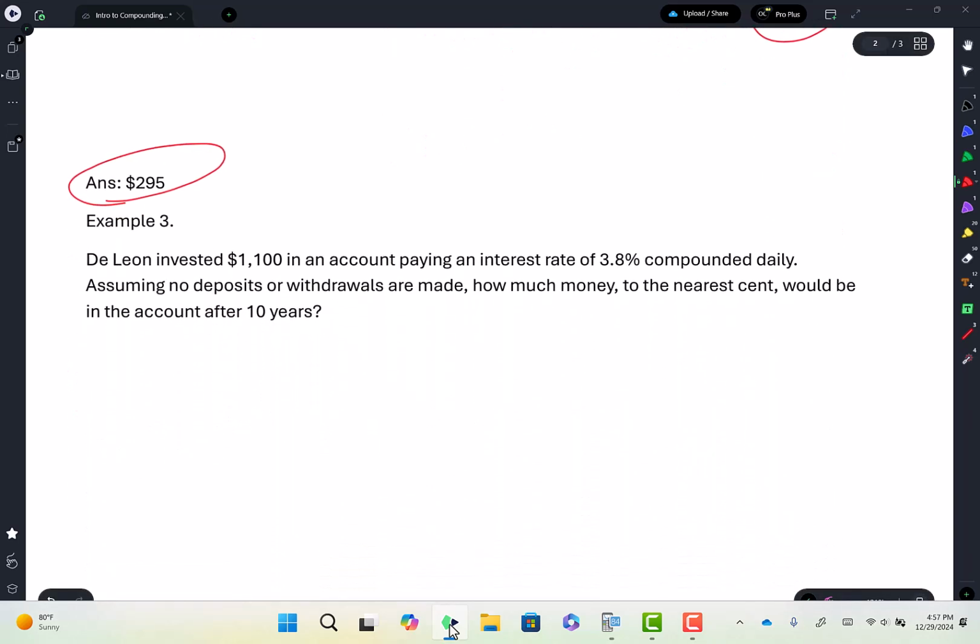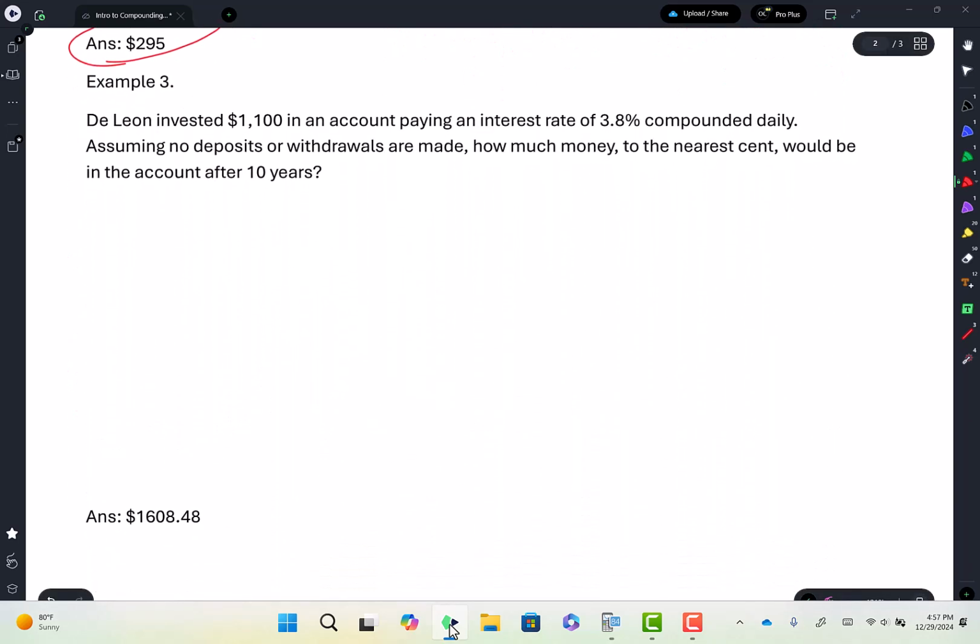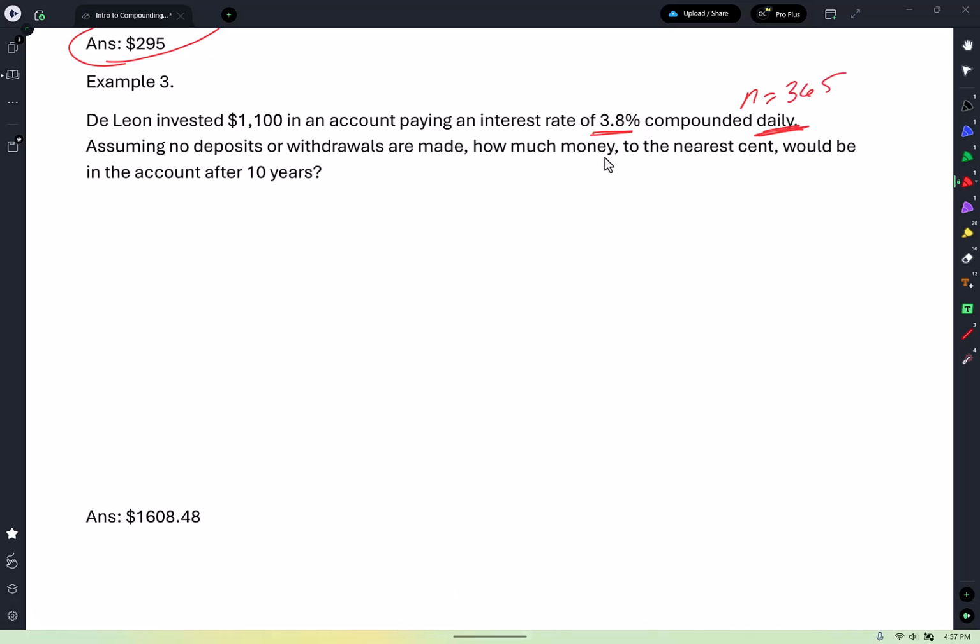Let's keep going. Now we got De Leon doing something here. De Leon invested $1,100 in an account, paying an interest rate of 3.8%. Not bad. That's pretty good. Compounded daily. Ooh, daily. So that means N equals 365 relative to the year, right? This is my interest rate, so R equals 0.038. Assuming no deposit or withdrawal, how much money to the nearest cent would be in the account after 10 years? So T equals 10 years, guys.